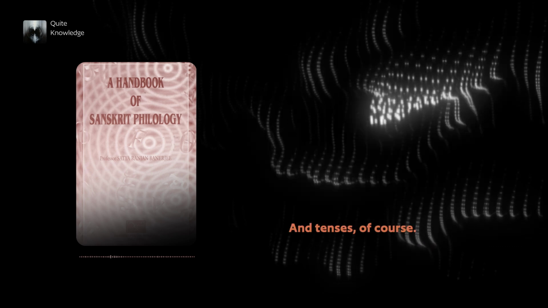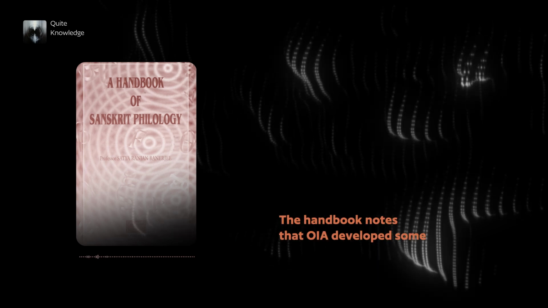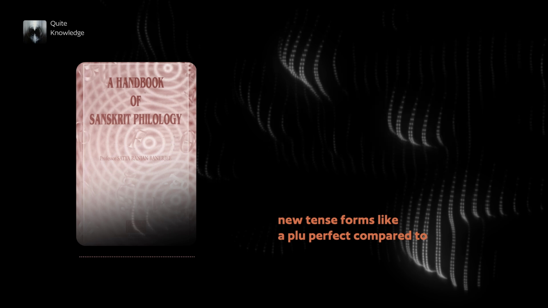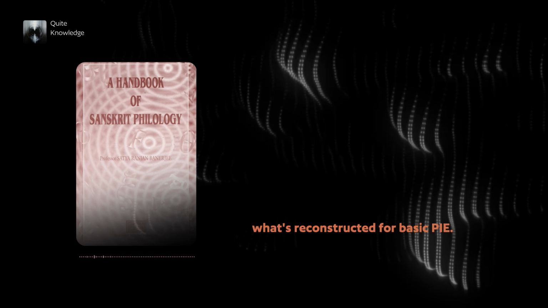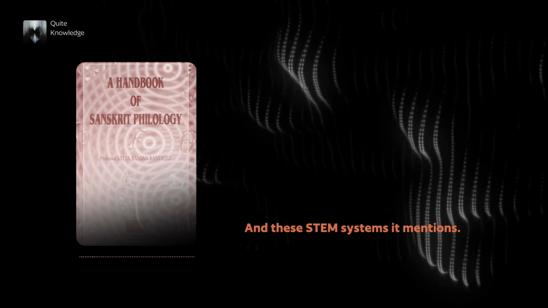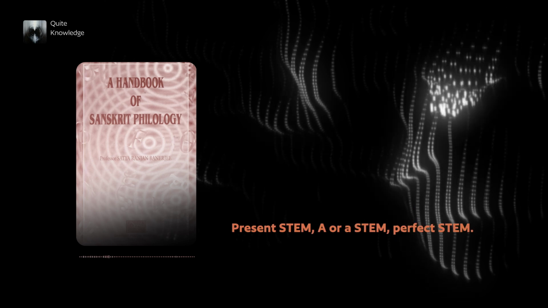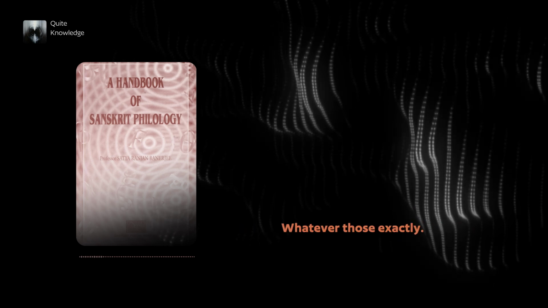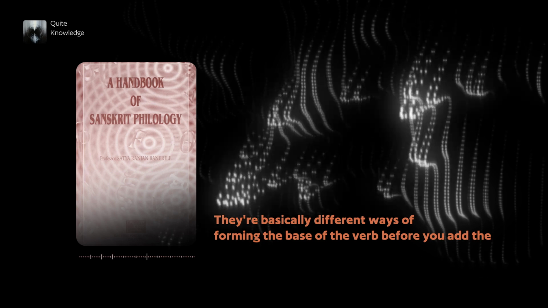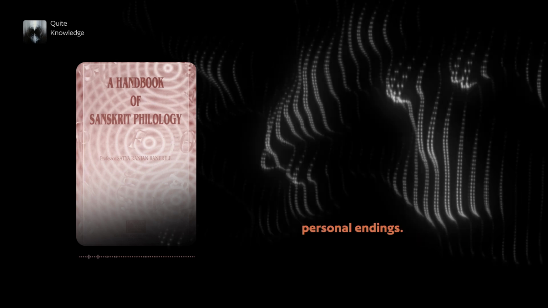Exactly. And tenses, of course. Placing the action in time. Present, past, future. The Handbook notes that OIA developed some new tense forms, like a pluperfect, compared to what's reconstructed for basic PIE. And these stem systems it mentions: present stem, aorist stem, perfect stem. What are those exactly? They're basically different ways of forming the base of the verb before you add the personal endings.